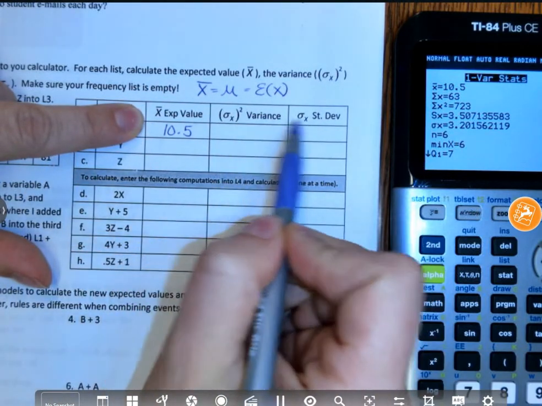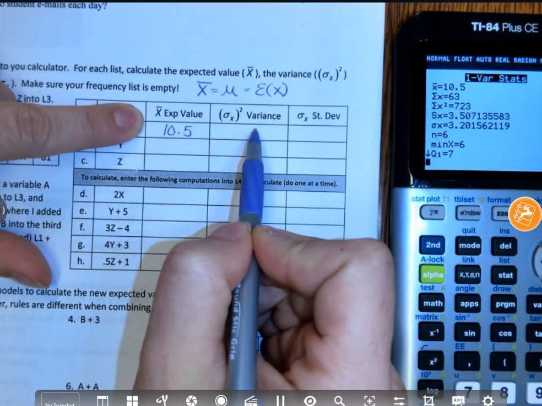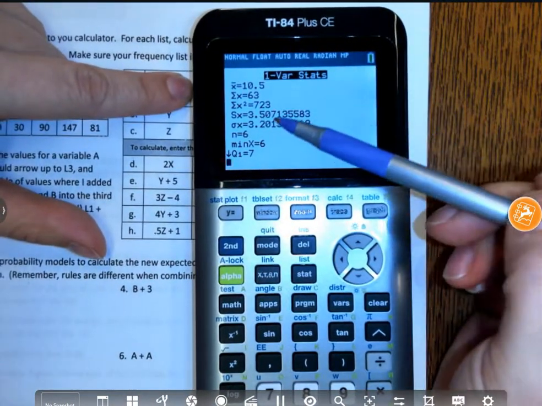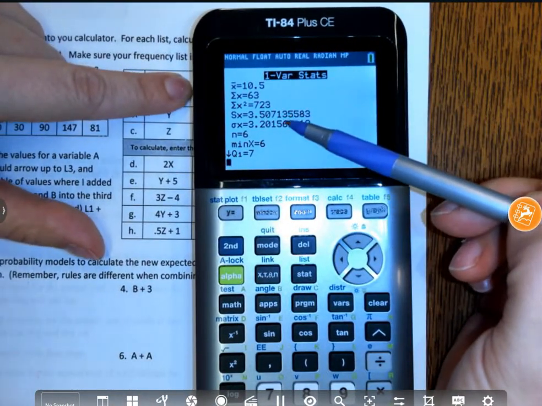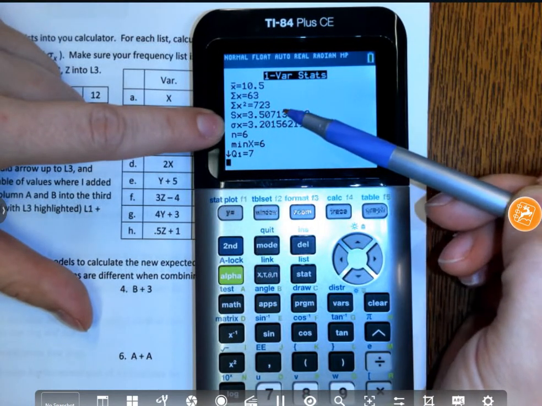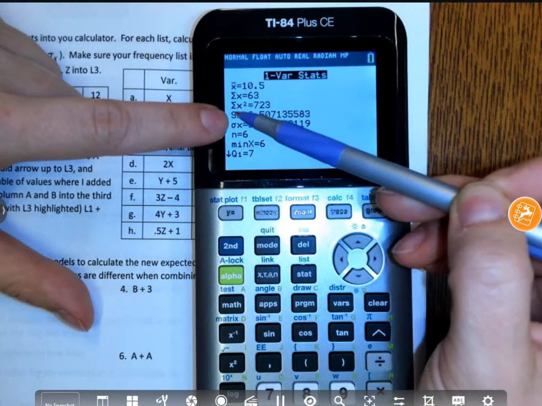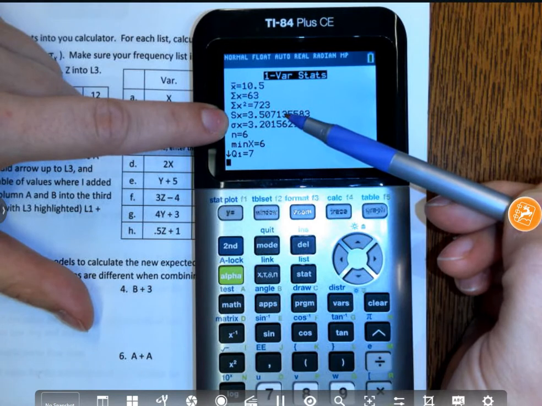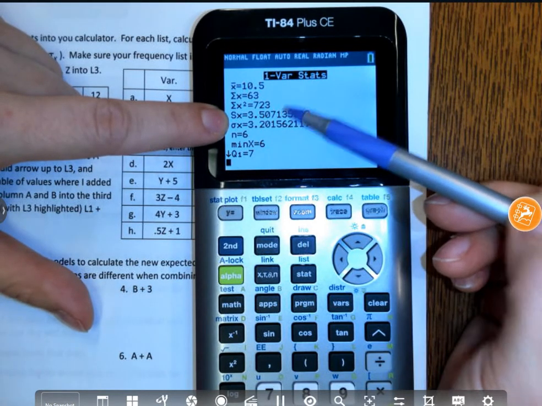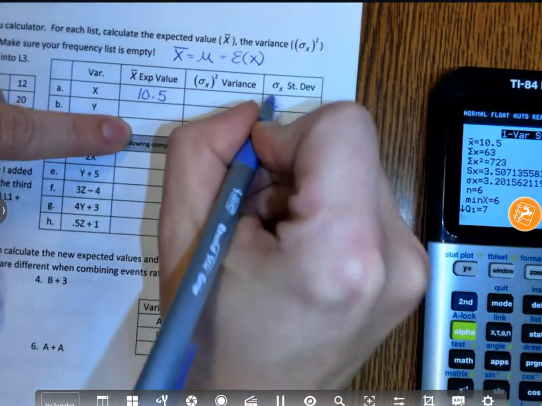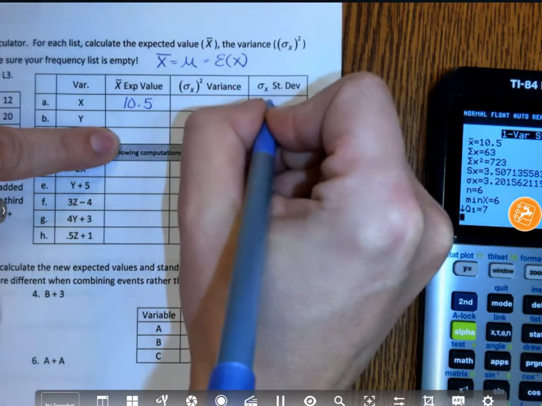Now, which of these two can I pull from my screen? Standard deviation. Now, these are a little bit different. Previously, what we were talking about last class, we only had something pop up in this line. Remember that this guy up here was blank? If you have something in this line, use it. It is the difference between talking about a whole population and just a sample. So we're going to use S of X to be 3.507.